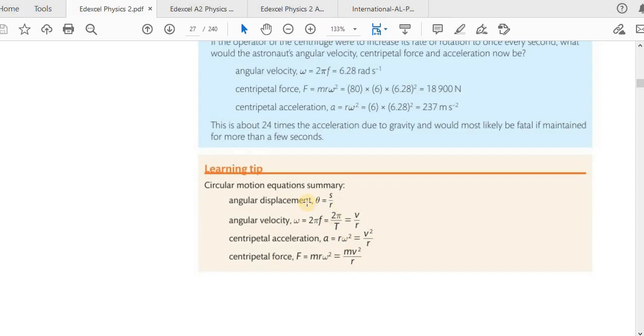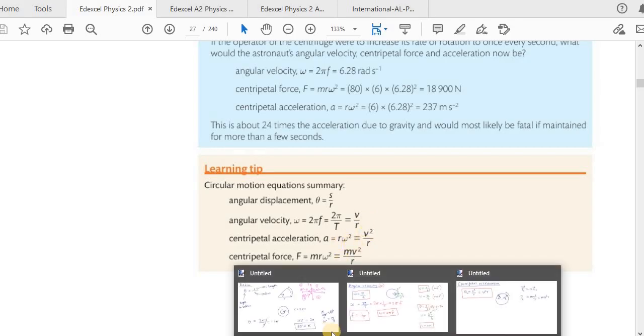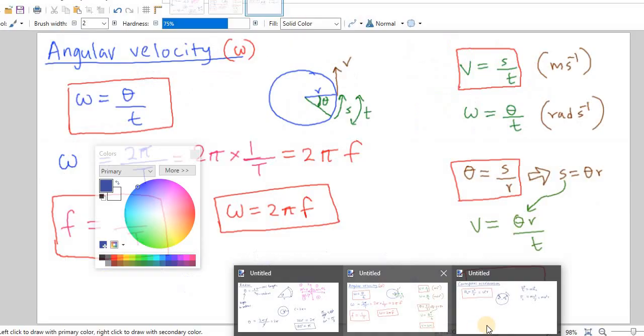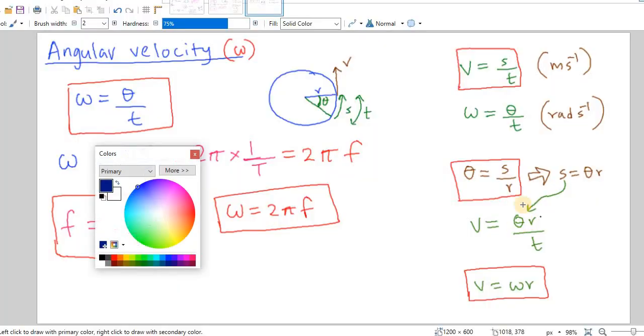Anyway, finally these are the equations. You can see all the equations here. This one we learned, this one, this one, this one, this and this. I think it's showing you all the equations that I wrote down. And remember this also.